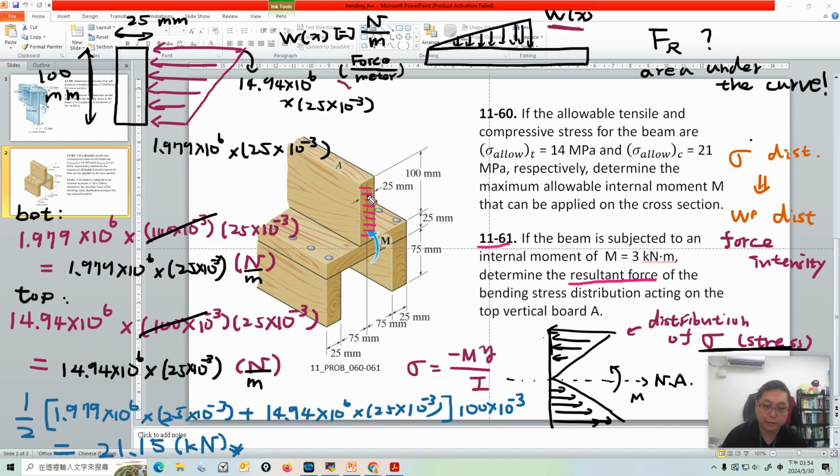Once again, in bending stress, we have the bending stress distribution, but we want to calculate the resultant force acting on this surface. So we need to translate the bending stress distribution to the force intensity distribution. Then we calculate the area under the curve of the distributed load, and we get the resultant force. Don't forget how to calculate the resultant force.